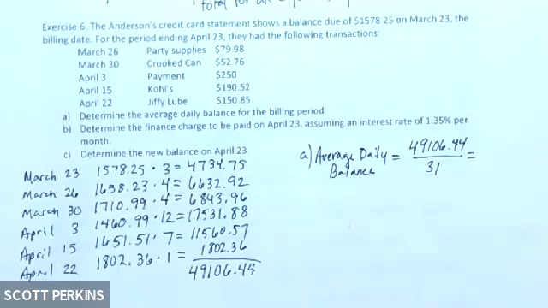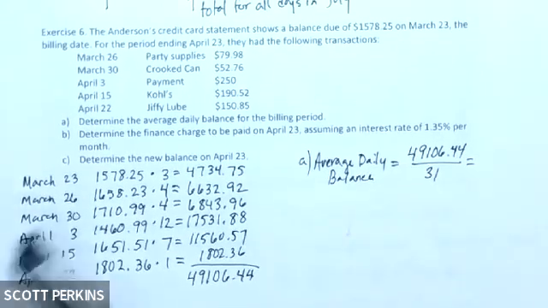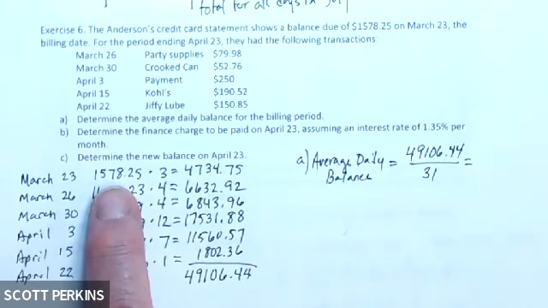So again, this is not a previous balance problem. If it was, it's a lot quicker, as you can see. We just used that previous balance. Okay, but this one is an average daily balance. So here's what we've got. We start off with that $1578.25.